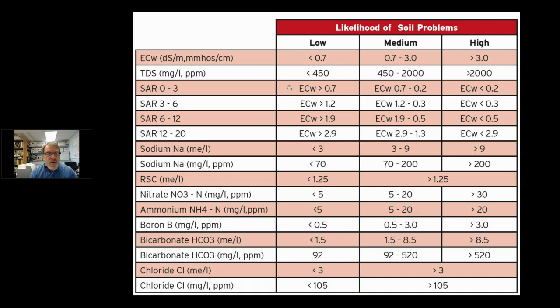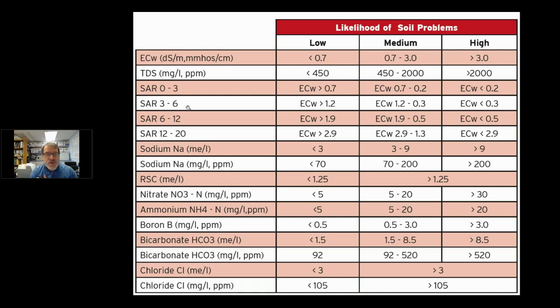Then we look down here at the sodium adsorption ratio, or SAR, and I'll show you how you calculate that a little bit later. If the SAR is between 0 and 3, which is very low, you would think that would be a great quality water. But you need to have electrical conductivity above 0.7 for that water to work.